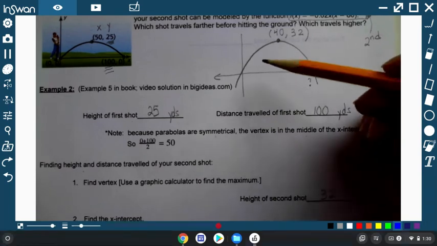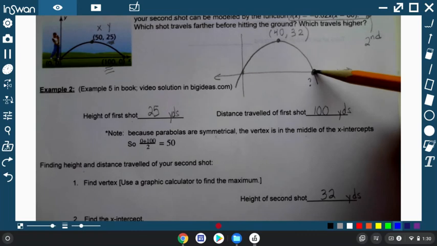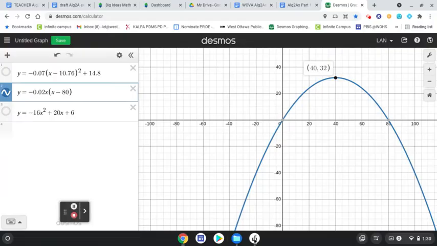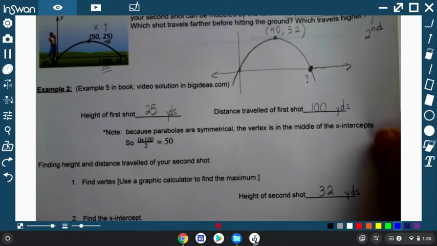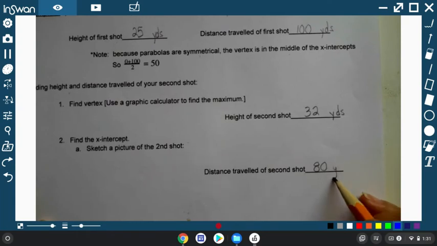My guess, if I graphed this correctly and it crossed here at 0, is that this should be double. It should be 80, but let's be sure. I did not look earlier. So let's take a look. And yes, look at this. It crossed exactly at 80 and 0. So it's going to hit the ground 80 yards away. All right, so let's answer that question. The distance traveled of the second shot is 80 yards away. It touched the ground.